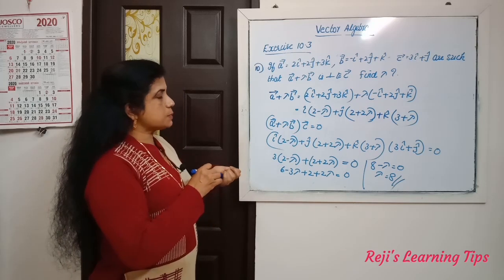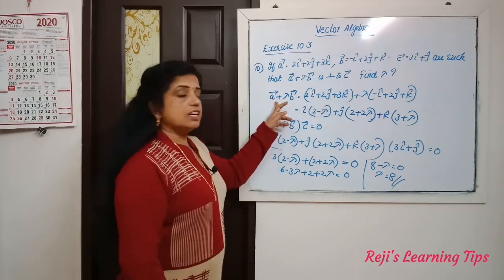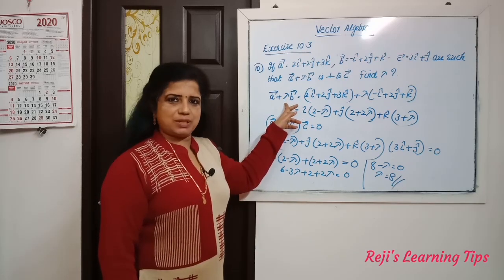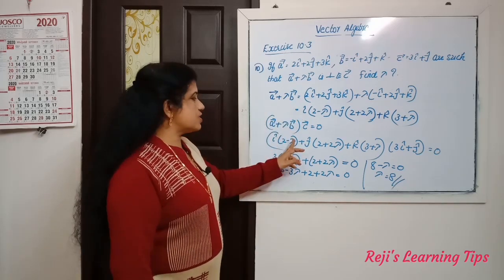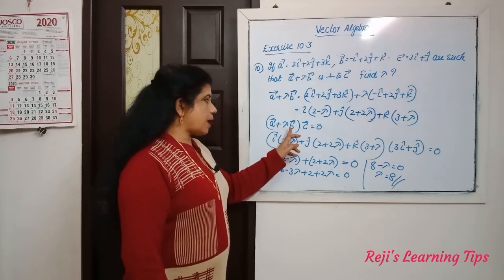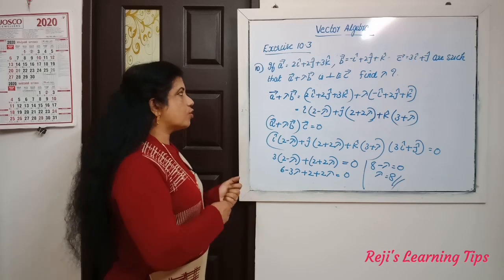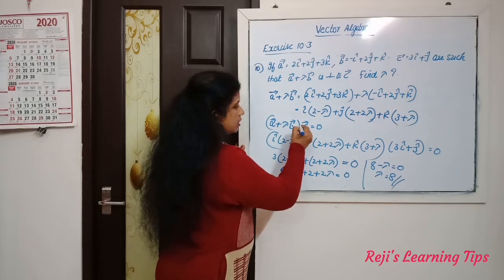A plus lambda B is perpendicular to C. Then find the value of lambda. So first we should find vector A plus lambda times vector B. Understood? Then we should dot with C. Vector A plus lambda times B dot C is equal to 0 because they are perpendicular.